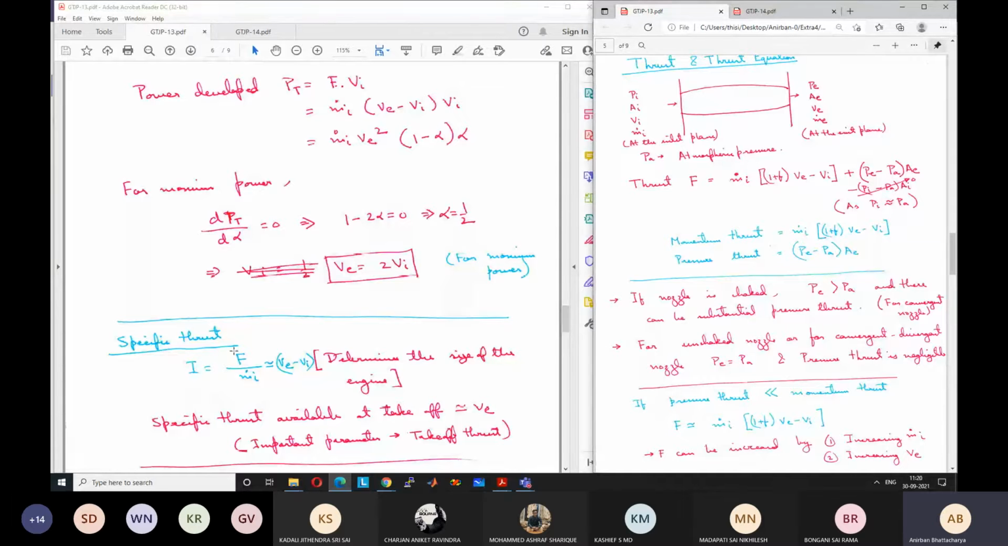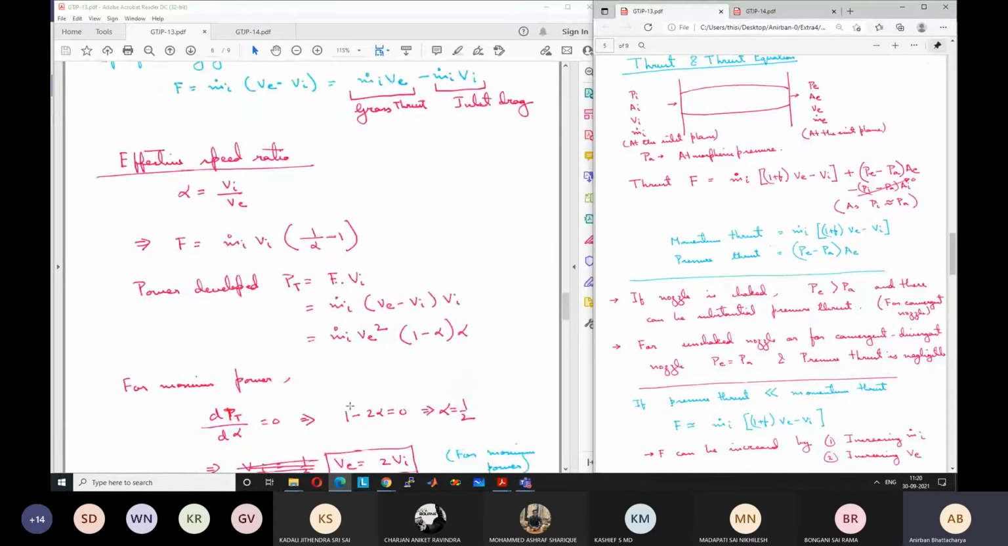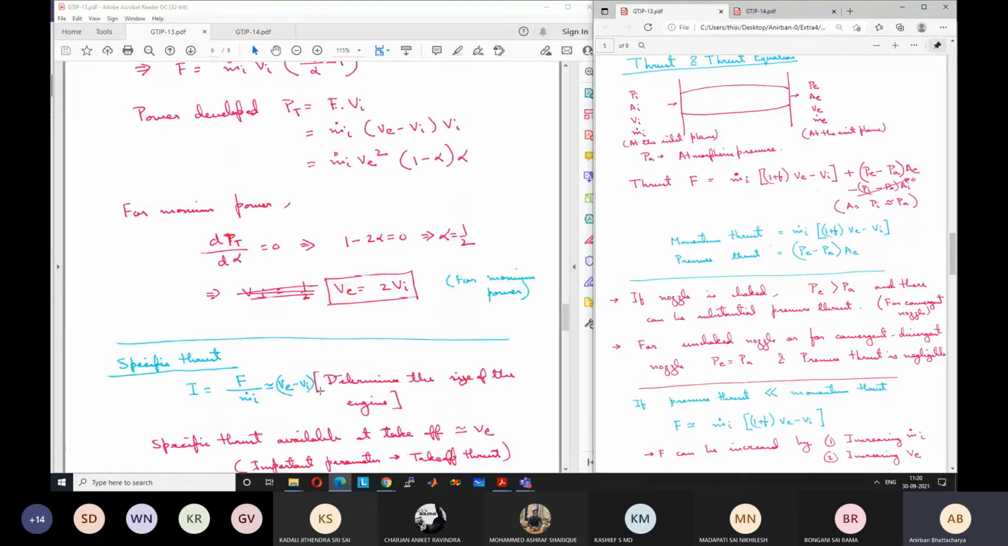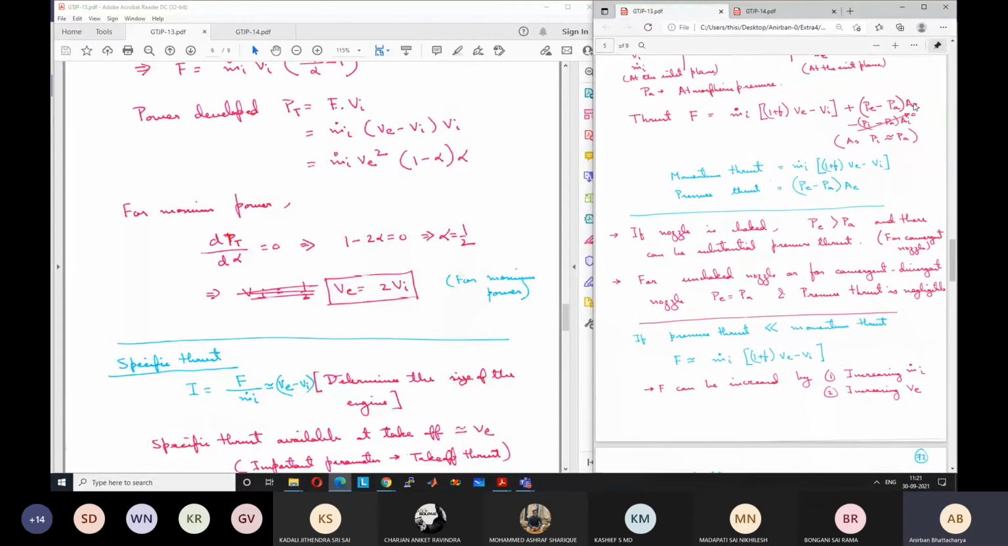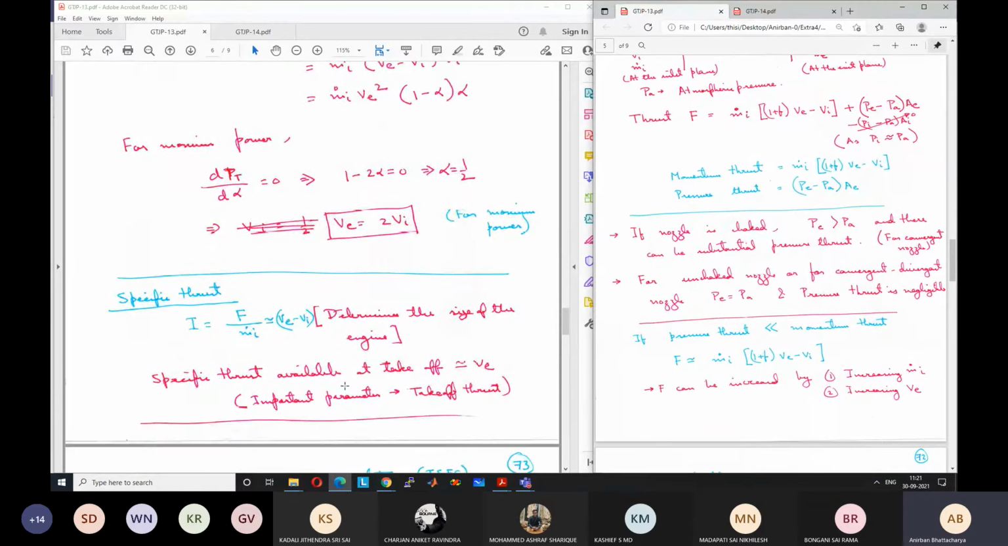Again, these are not arbitrary. You should use the standard symbols. This is given by I. For the simplistic case, ignoring the mass flow rate of fuel, this is equal to Ve minus Vi. So m dot a (Ve minus Vi) by m dot a, so Ve minus Vi. For the actual case, this is equal to (1 plus f) Ve minus Vi. And if pressure thrust is there, we also have to add the pressure thrust, (Pe minus Pa) into Ae, divided by m dot a. That also has to be included.